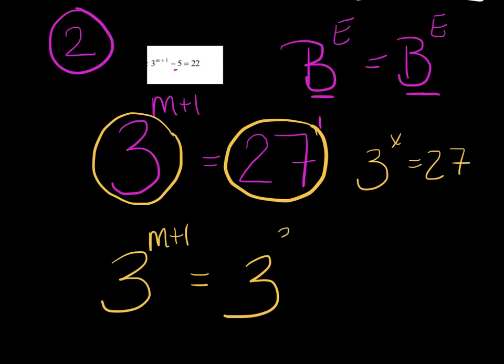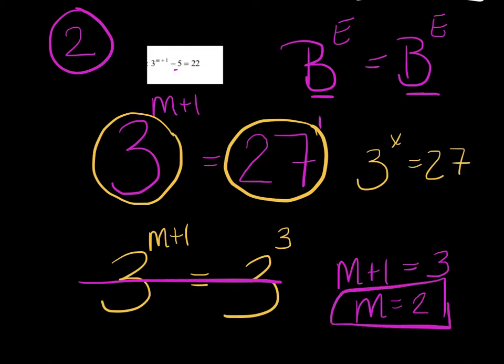3 cubed. So I'm going to replace that with a 3. Now that my bases are equal, they cancel out. And I'm just going to set my exponents equal. So I've got n equals 2. Alright, let's make it even uglier.